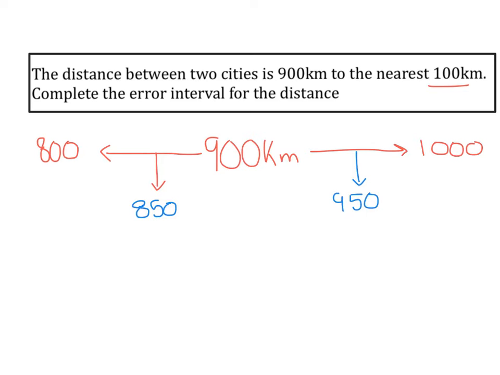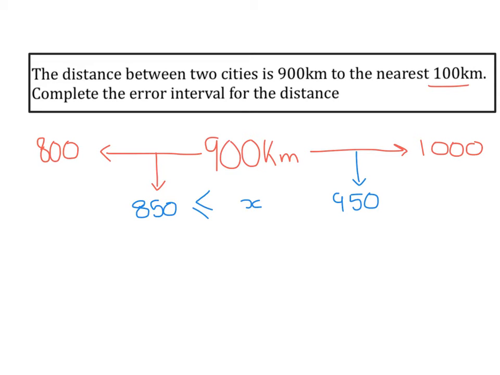Now this actually makes up the numbers that are in my error interval, and my error interval looks like this. There's an x in the middle, or it could be an n, that stands for our number that can be between this. So this is our number, and it's going to be bigger than or equal to 850, because 850 would round up to 900. Now it's not actually going to be 950, because 950 would round up to 1000.